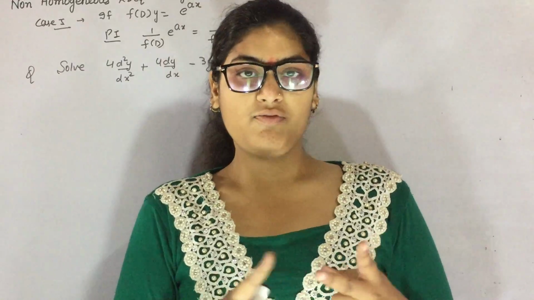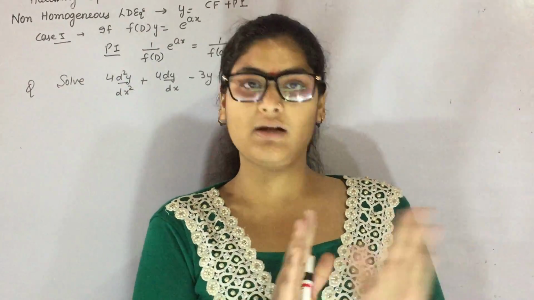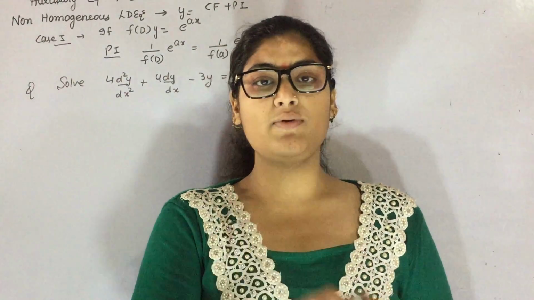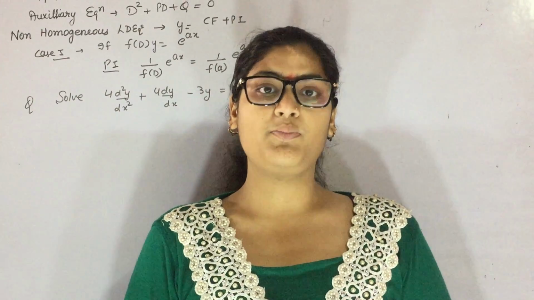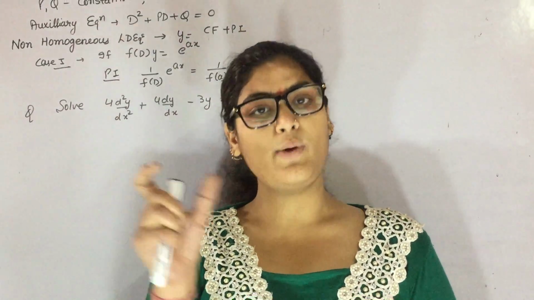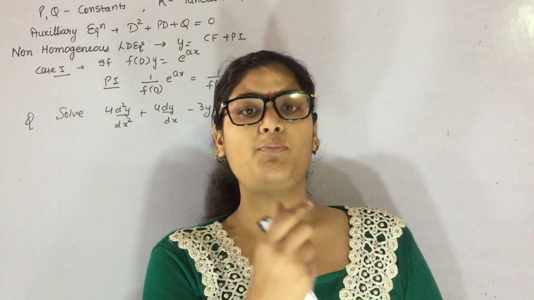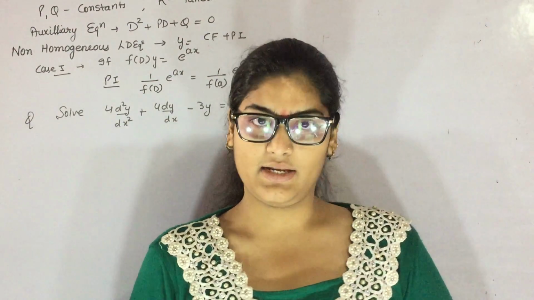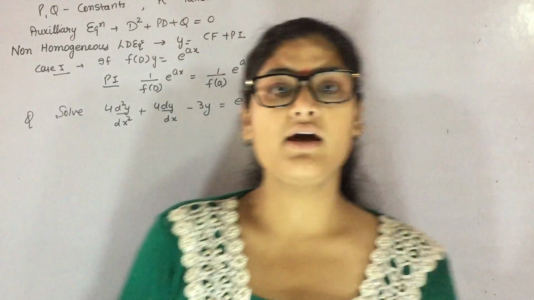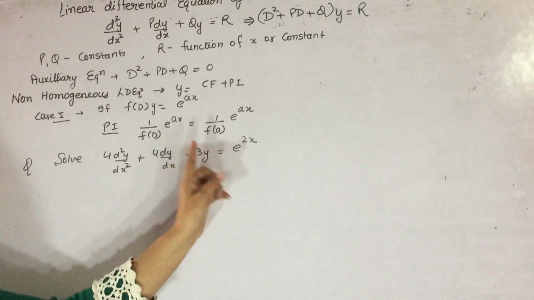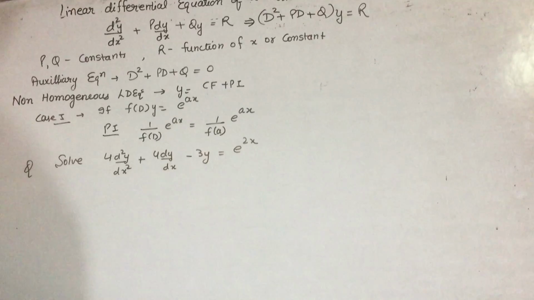For getting the complete solution for a non-homogeneous differential equation, you have to keep in mind two points. Firstly, the way we have done it in the homogeneous differential equation, that is the complementary solution, plus you have to add the particular integral. The method to find the particular integral varies from question to question and depends on what is given in the RHS. The first case is when you have an exponential term in the RHS.